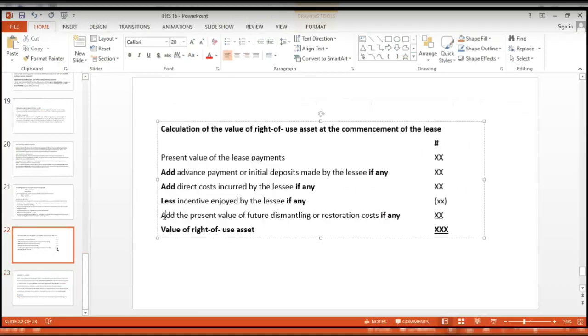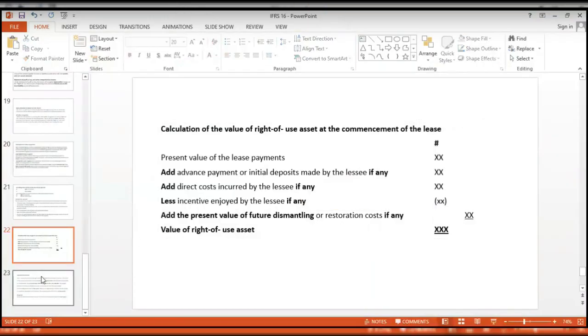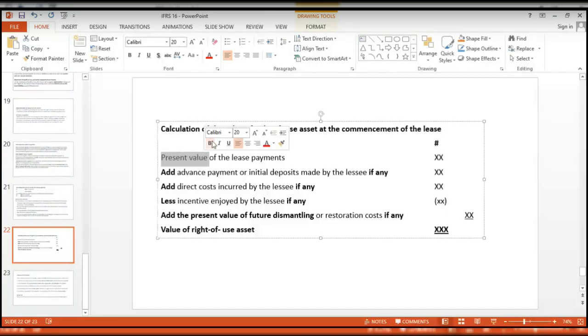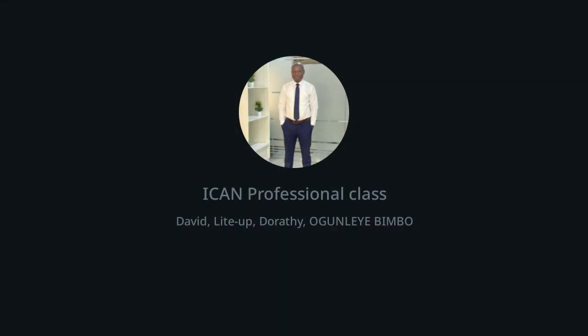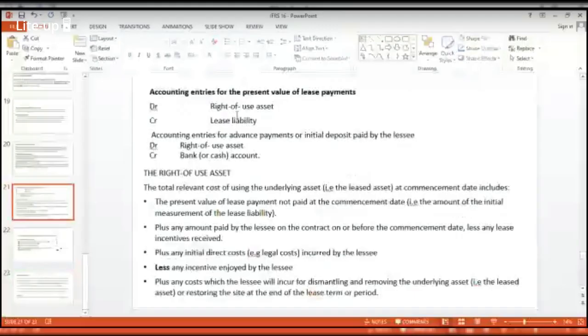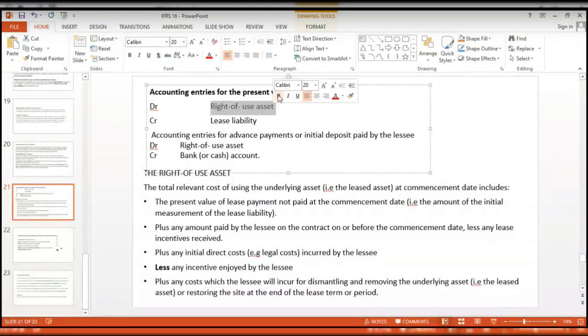Then finally, add the present value of the future dismantling cost. There is no future dismantling cost. So out of all this information, the only one we have is what? The present value of the lease. Therefore, when we are measuring the right of use asset, which must appear in the financial statement, we are going to be using only the information relating to this present value, which is given us here as what? 5.7 million. And the double entry upon initial recognition is what? Debit the right of use asset and credit lease liability.